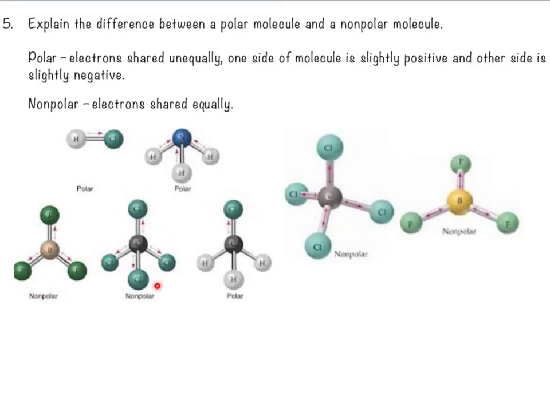Same thing here. This is a special shape called a tetrahedron. You will notice a tetrahedron is symmetrical. It looks like a pyramid base with a hat, but no matter how you flip it, it looks the same. It is symmetrical. It is nonpolar.